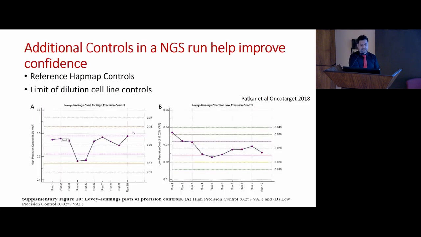Just like you have cell controls in a CBC counter, you have controls here. This is an MRD assay where you have NPM1 high precision and low precision controls, 0.02 and 0.2% VAF. We published this some time ago. You can run these controls to see how your assay is performing over time.